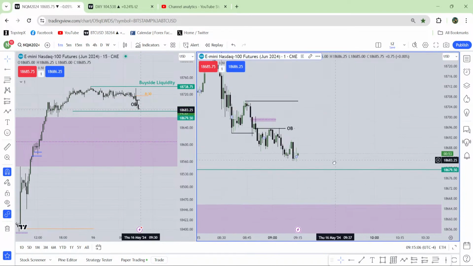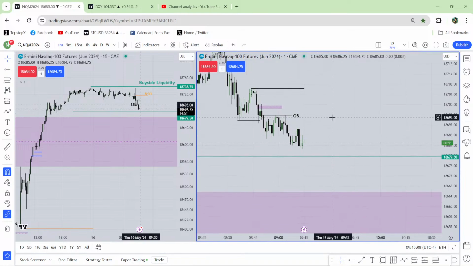If you see, don't think about the premium and discount, because in my opinion 90% of ICT traders don't know how to mark the range. Okay, so for premium and discount you need more and more experience to determine the range.